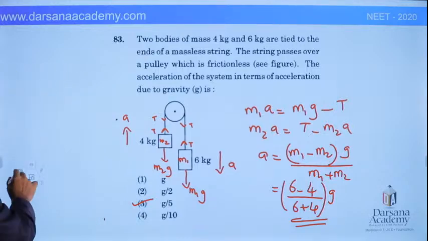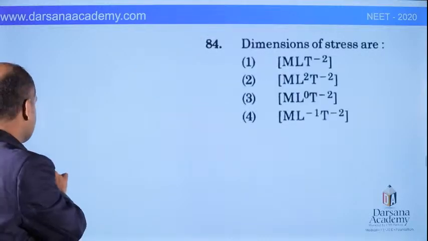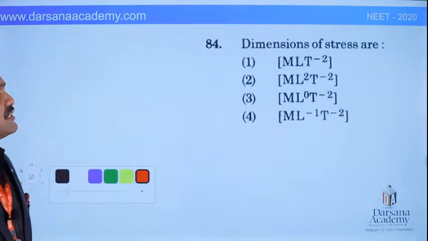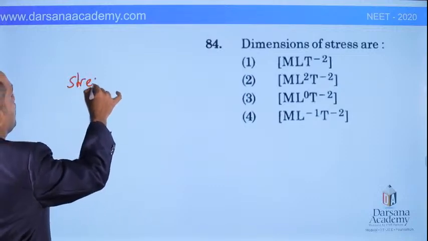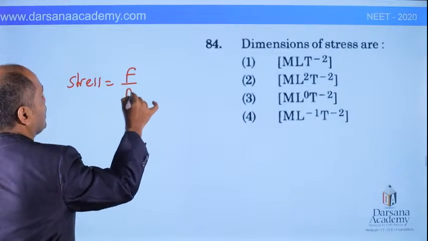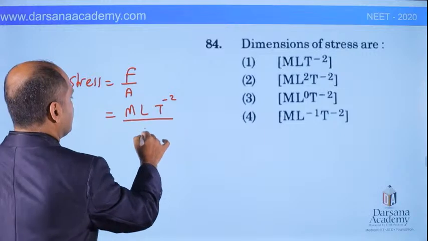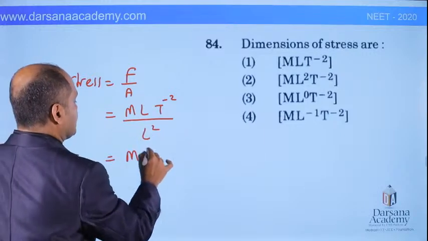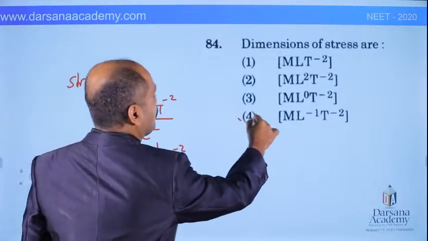Then look at question number 84. It's a rather simple units and dimensions chapter question. You only have to find the dimension formula of stress. You know stress is equal to force divided by area. Force will be M L T raised to minus 2, divided by area, which is L square. So it will be M L raised to minus 1 T raised to minus 2. So it will be option number 4.